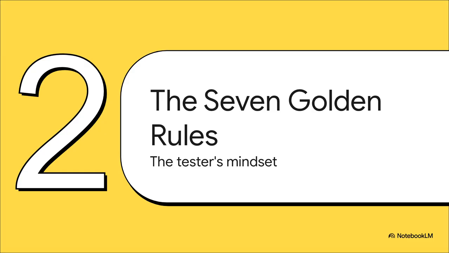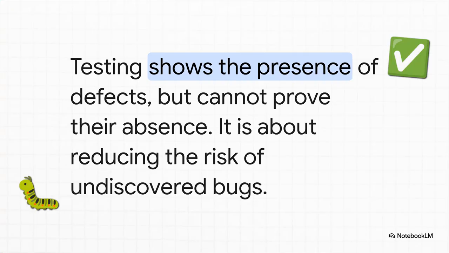So to make sense of all this, testers operate by a kind of code, a set of core ideas. These are pretty much the 7 foundational principles that every great tester has ingrained in their mind. And the first one is a real mind-bender for a lot of people. Testing can prove that bugs are there, but it can never prove that a product is completely, 100% bug-free. No matter how much you test, a bug could still be hiding somewhere. The real goal is to lower the odds of that happening.